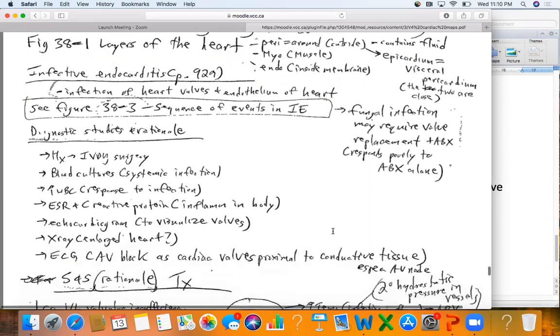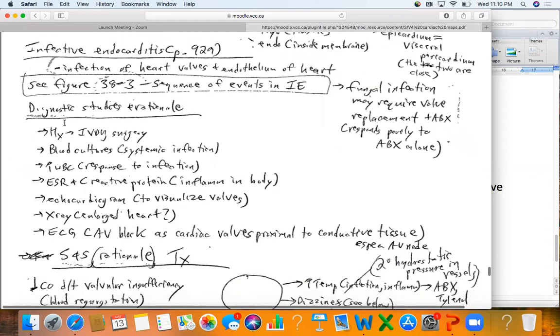In terms of diagnostics, here's your list. I'm really not feeling like reading through each item here. I think if you read through the list, based on what we just talked about, it should make pretty good sense. ESR and C-reactive protein are non-specific inflammatory markers. It tells you you've got inflammation somewhere. It doesn't tell you where, but they're useful if you're trying to narrow things down.